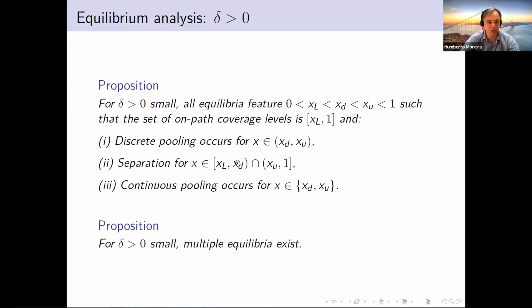So this is exactly the proposition that materializes the picture. I'm not going to go there, but there is just one important observation: for every fixed small delta, there exists not only one, but multiple equilibria for this model.